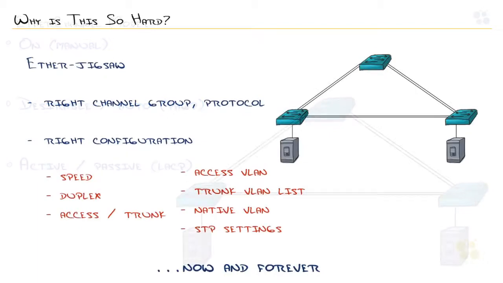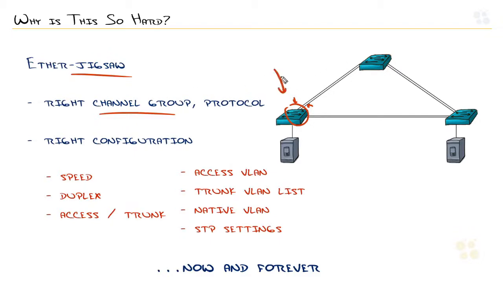All right, last thing that I'll say, and then we'll get into the configuration in the next video, is why do you say this is so hard? If it's just the protocol, then it seems like it wouldn't be hard. Well, it's kind of like, I'll call it Ether jigsaw, to where you need to have the right channel group, like all these interfaces have to be joined to the same group number, at least on one side of the connection. It doesn't have to match the other side, but that can lead to confusion as well. You might have port channel 1 over here, and then you might have port channel 5 over here, and okay, you've got to keep those straight.